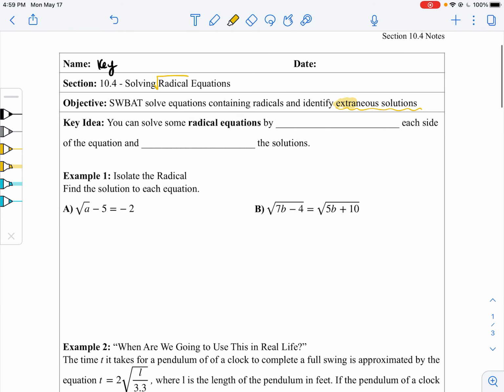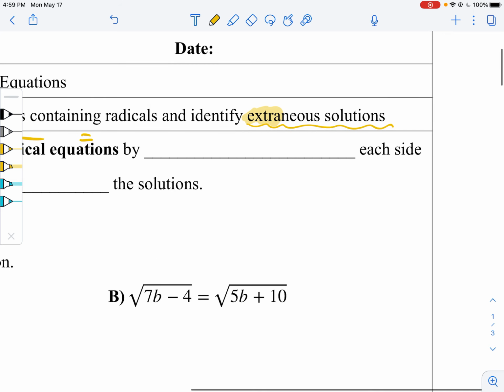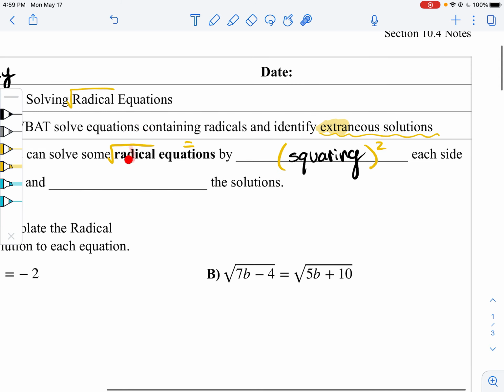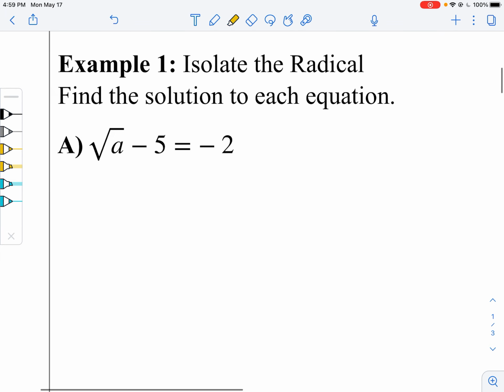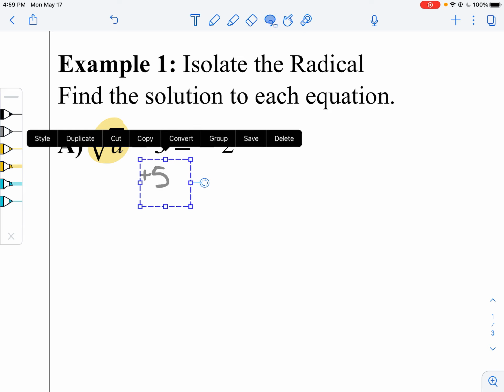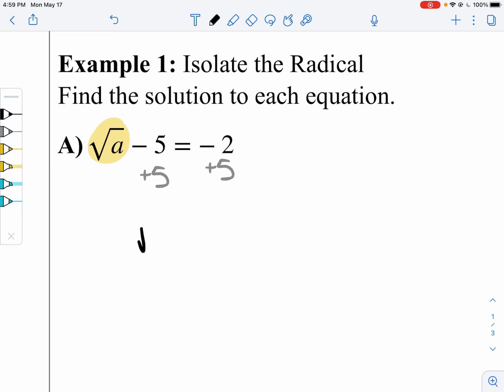Let's jump right in. You can solve radical equations by squaring each side, because if you have some expression and you square it like this, that will undo your square root. Remember, you need to first get the radical all by itself. So to undo this minus 5, let's add 5 to both sides. That will give us the square root of a is equal to 3.